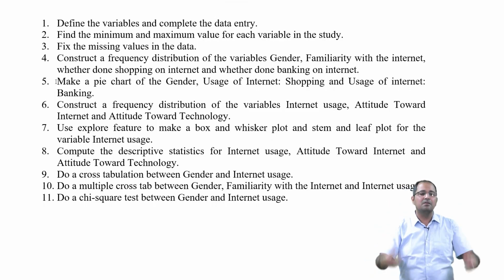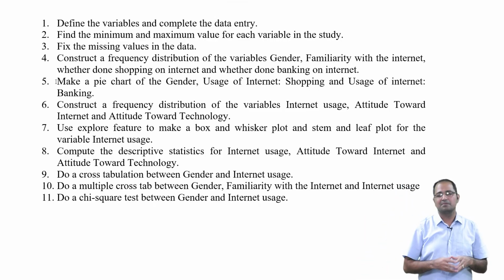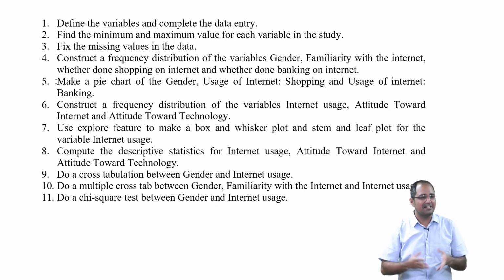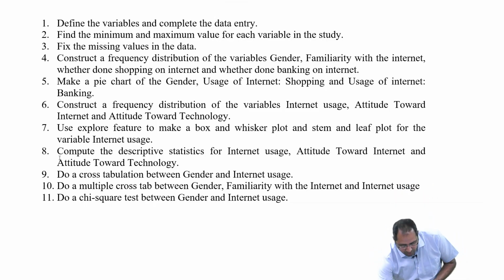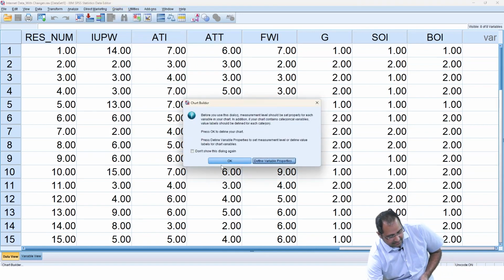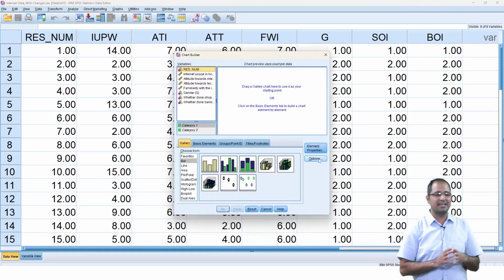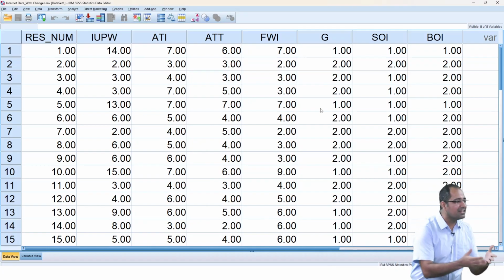Probably visually, graphically, we are able to make more sense of things quickly than by looking at the data. So the fifth one is that we have to make a pie chart for these three variables. Now there are two ways. One is to go to Graphs, and let's go to Chart Builder. Click on Chart Builder and click OK. You will get a screen like this. This one is about graphically representing the frequency.